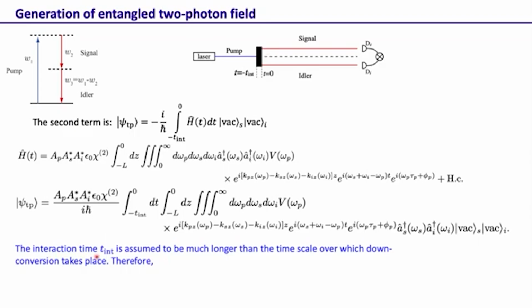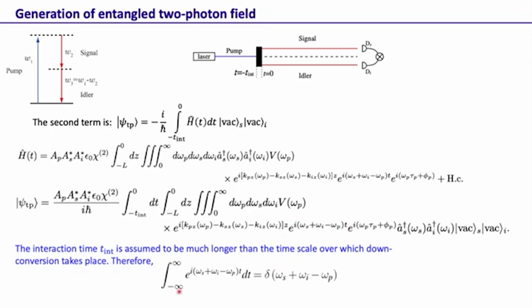So this T interaction, that interaction time, can be assumed to be much longer, and as a result the limits of this time integral we can put to minus infinity and infinity, and as a result this time integral, which is the only time integral we have, involves omega s plus omega i minus omega p.